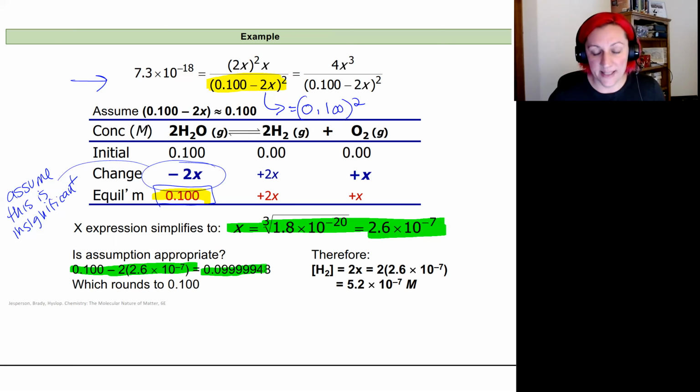So that means that we can then calculate, using that x, the concentration of our hydrogen and our oxygen. We're going to get for our hydrogen 5.2 times 10 to the negative 7th, which is significant because that's larger than 0, and we now know the amount. And it was a much more simplified problem.